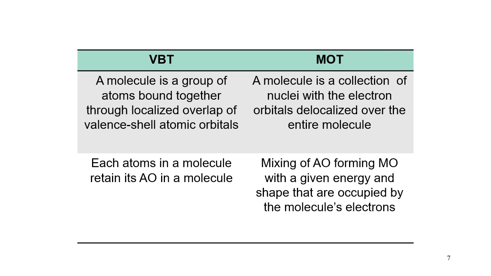The second difference is that each atom in a molecule retains its atomic orbital in VBT. For MOT, the mixing of atomic orbitals forms molecular orbitals with a given energy and shape that are occupied by the molecule's electrons. You have to understand the meaning of atomic orbital and molecular orbital here.